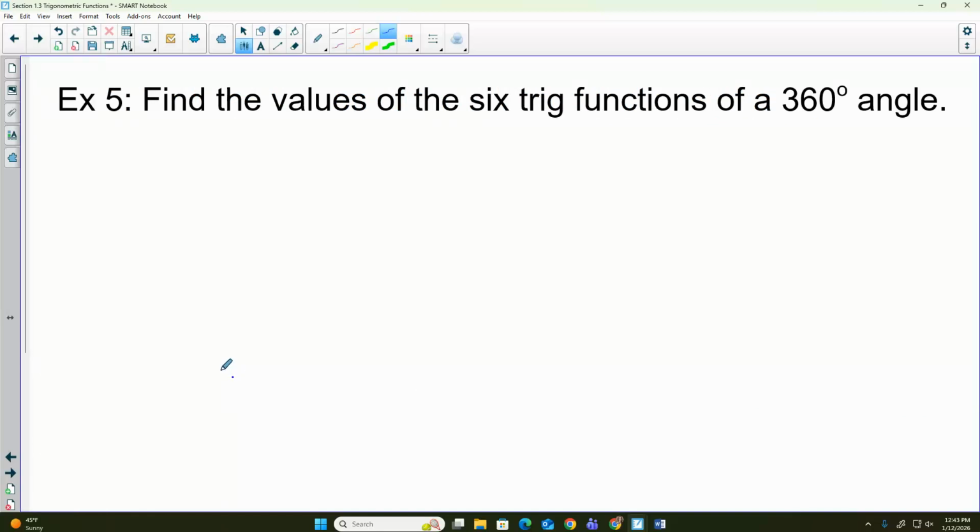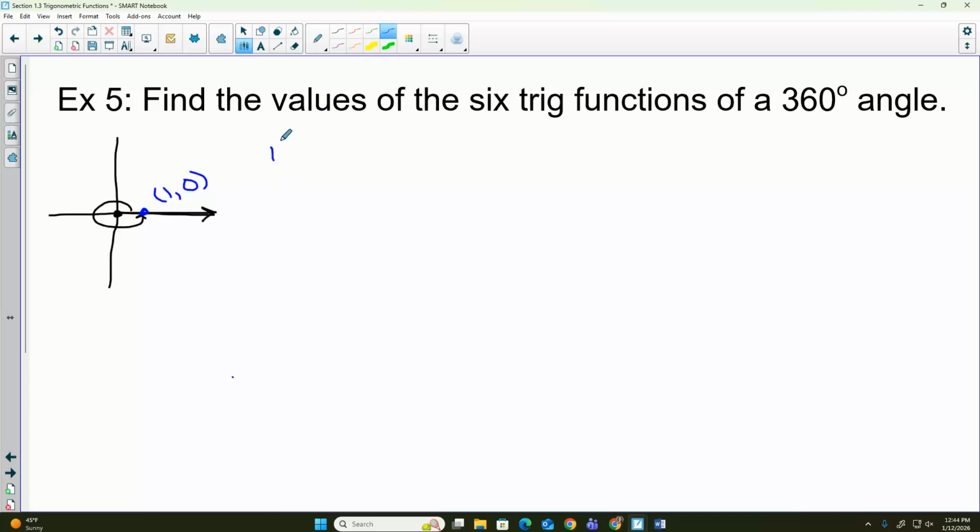Let's look at this question. Find the values of the 6 trig functions for a 360-degree angle. That means we know it starts here. 360 is all the way around, so my initial side and my terminal side are the same. So I just need a point on this side. What's the easiest x value I could use? 1. What's my y value? 0, since we didn't go up or down at all. So we have a point. You can pick any positive number for x and your y is 0 if you're on the x-axis.